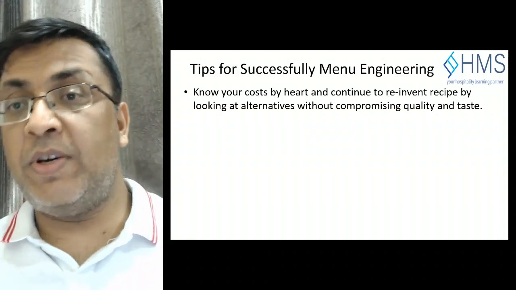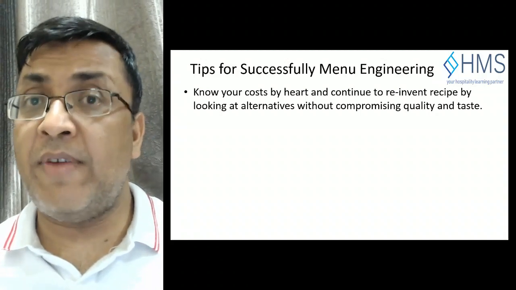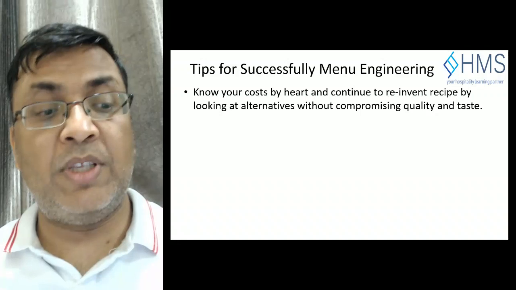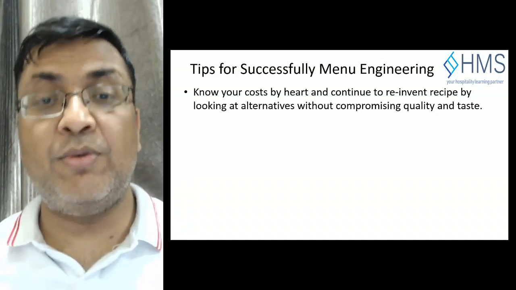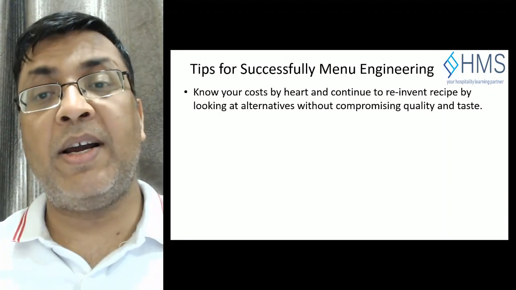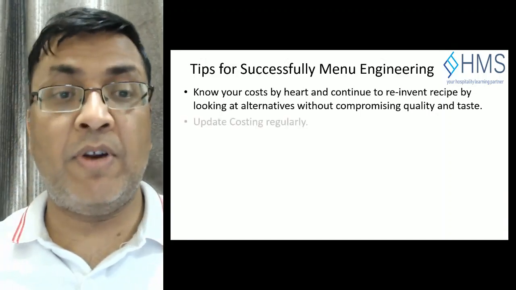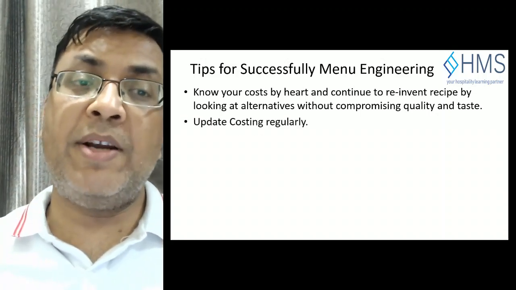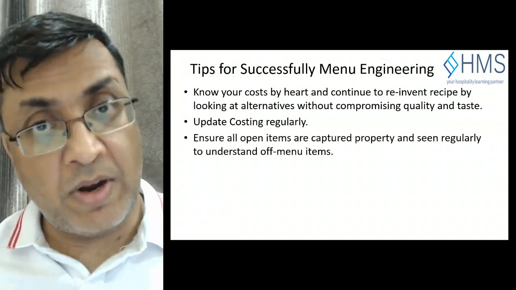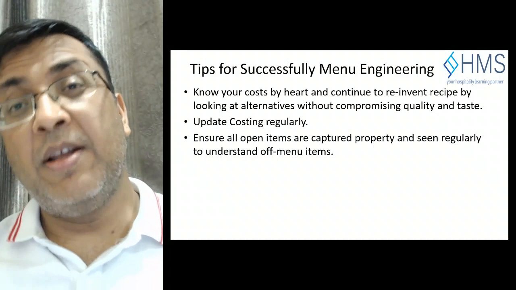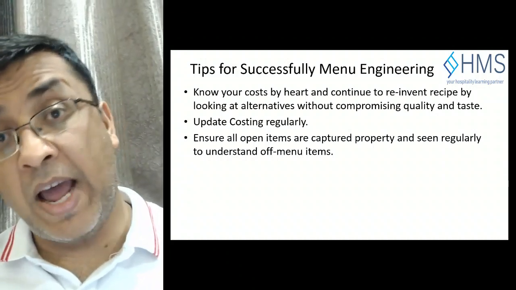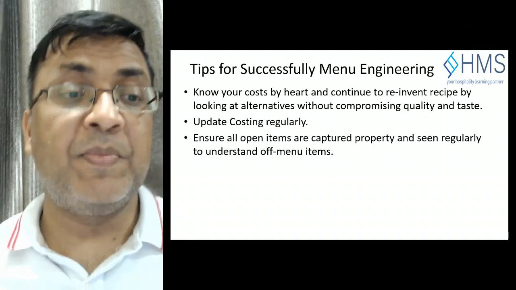During the crisis, when the supply chains are affected, this becomes even more important to see if we can continue to have the same items on the menu by using alternative ingredients. You need to update your cost regularly. Usually it's quarterly or half monthly, but if there's a lot of change and high fluctuation in the prices, you should do it every month.